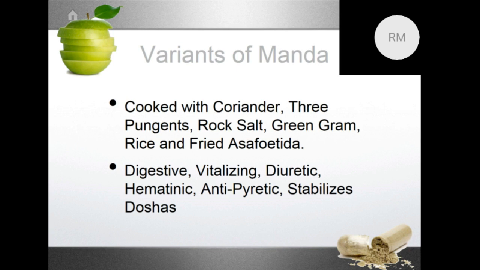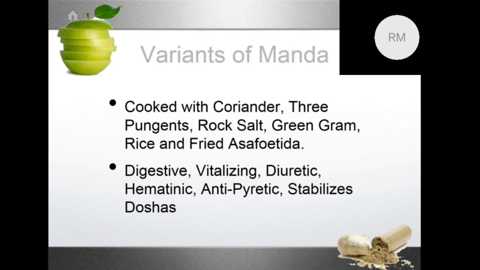So this can be cooked with coriander, 3 pungents. The 3 pungents are actually ginger, pepper, and long pepper. I hope all are familiar with these 3 spices. You can add coriander or 3 pungents or a little bit of rock salt or green gram and fried asafoetida. And also you can add a little bit of the rice grains to make it not fully liquid but with a little rice. So these are variants.